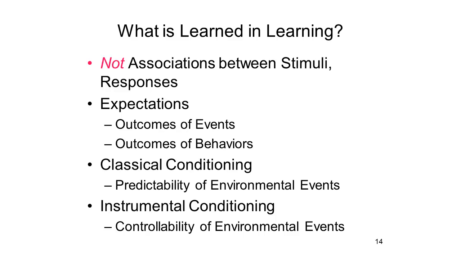avoid others. So this is the final blow to the traditional stimulus-response theory of learning, that what's learned in learning is not the association between some stimulus and some response. Rather, what's acquired in learning are expectations concerning the outcomes of events, as in classical conditioning, where the organism learns to predict one environmental event from another environmental event, and expectations about the outcomes of behaviors, as in instrumental conditioning, where the animal learns to control environmental events.